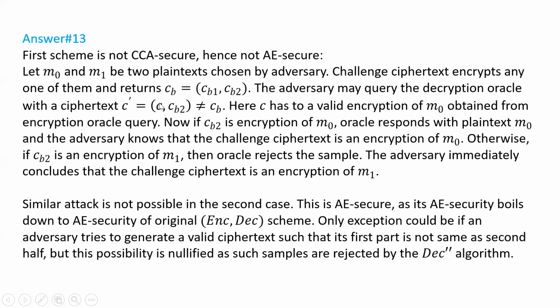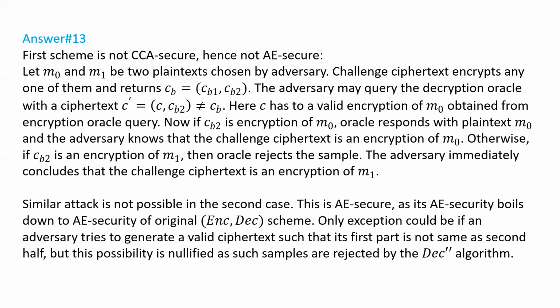And if it returns bot, that is, decryption of C is M0 and decryption of CB2 is M1, the mismatch occurs and the decryption oracle returns bot. If that is the case, then immediately the adversary knows that the challenge ciphertext CB is actually an encryption of M1. So that's how, with probability 1, the adversary is able to differentiate between an encryption of M0 and an encryption of M1 in this case. Hence, this scheme is not CCA secure, which implies that it is not authenticated encryption as well.